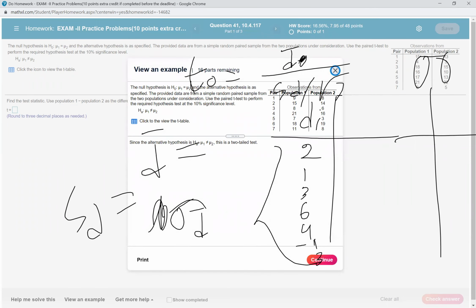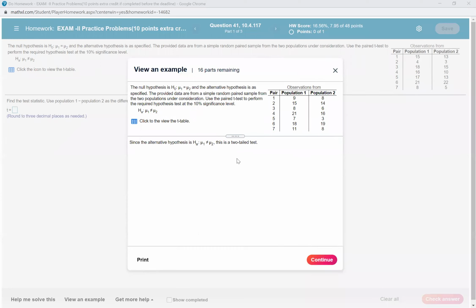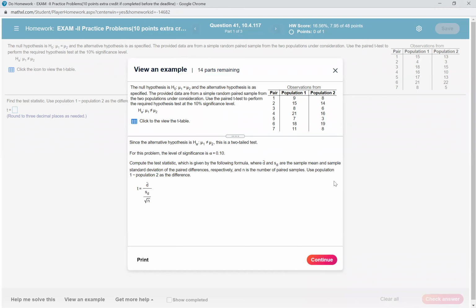Okay, so let me clear the drawings. We want to test whether mu1 is different from mu2, but this is a paired sample, so we cannot use either the pooled test or non-pooled test. We have to use the hypothesis test for paired samples. So first you need to write the hypothesis, then take the difference and calculate the sample mean of the difference, which is D bar, and the standard deviation of the difference, which is SD, divided by the square root of n. This is the test statistic in this case.